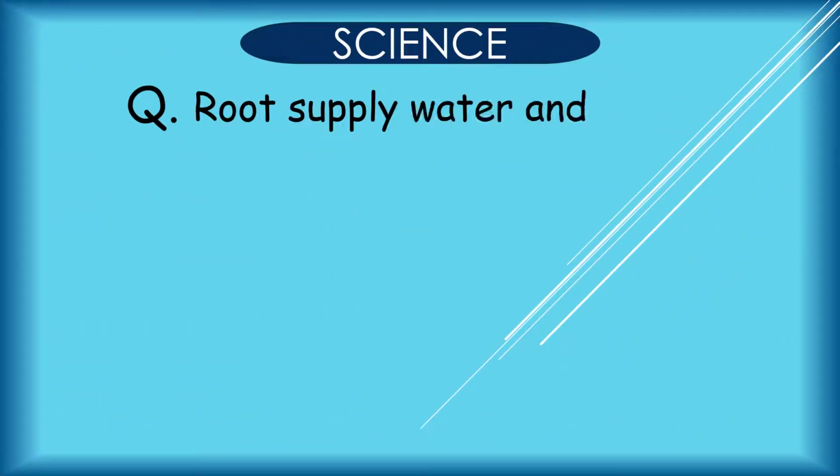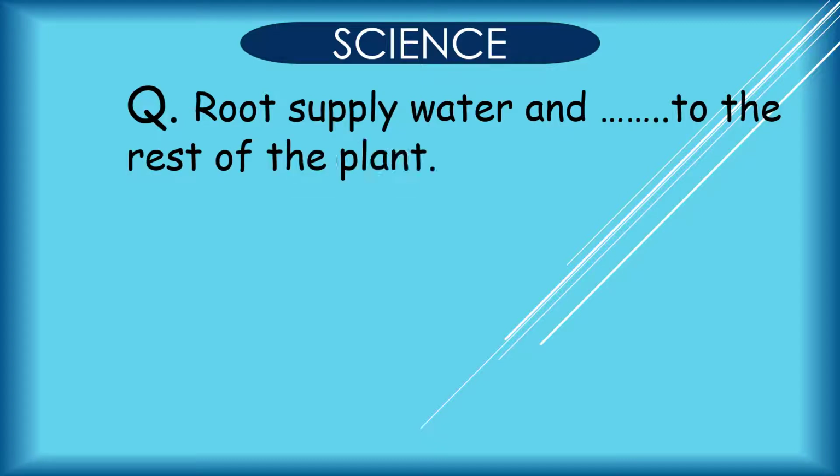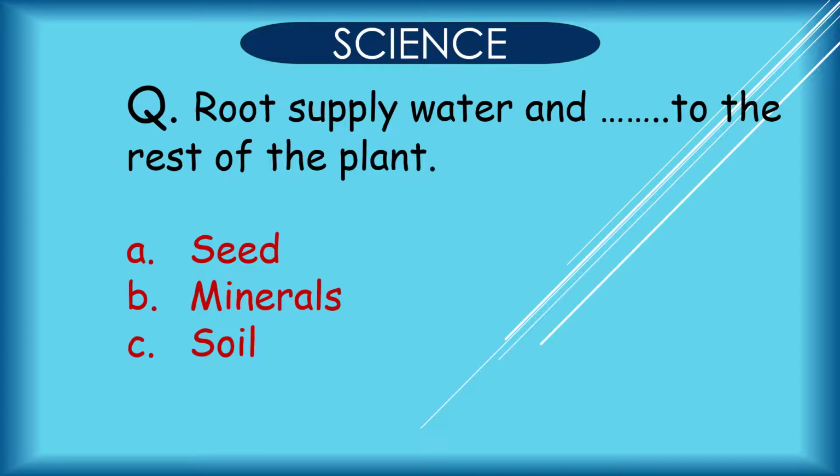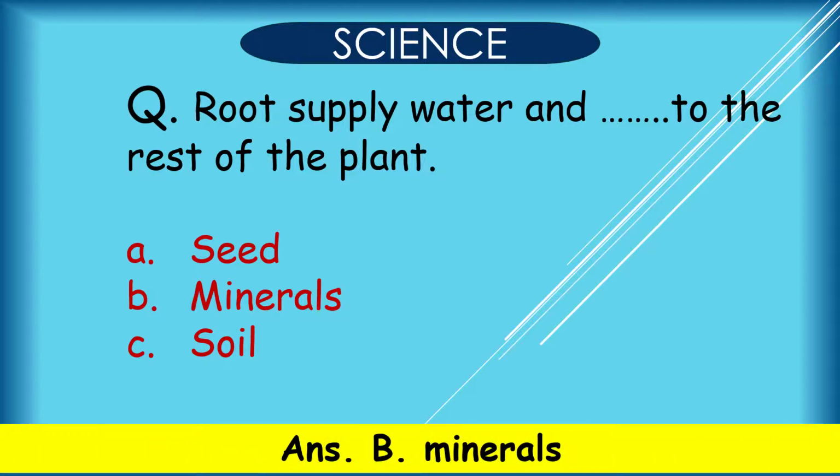Question: Roots supply water and dash to the rest of the plant. A, seed. B, minerals. C, soil. Correct answer is B, minerals.